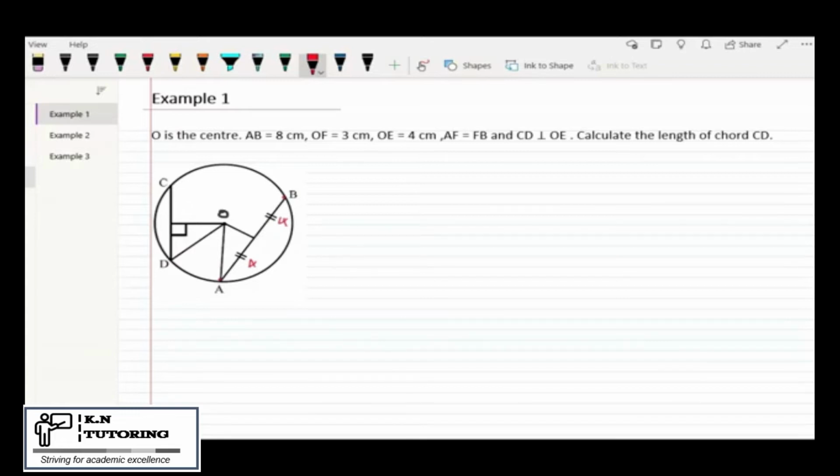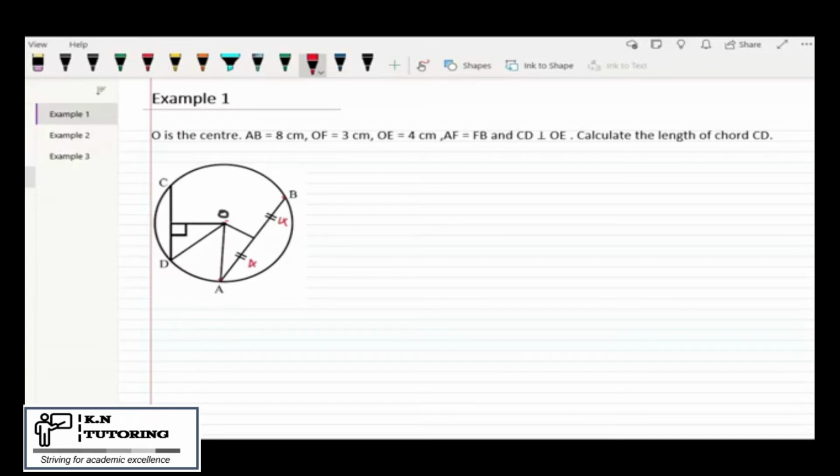And I know that this diagram involves theorem number 1 that says a line drawn from the center of the circle perpendicular to the chord bisects the chord, which is what is happening from here up until there. Then it's telling me that OF is equal to 3 centimeters. So I will check what is O, what is F.